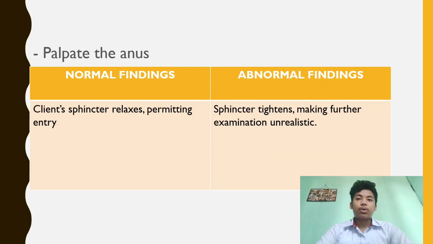Palpate the anus. Inform the client that you are going to perform the internal examination at this point. Explain that it may feel like her bowels are going to move, but this will not happen. For the normal findings, the client's sphincter relaxes, permitting entry. For the abnormal findings, the sphincter tightens, making further examination unrealistic.